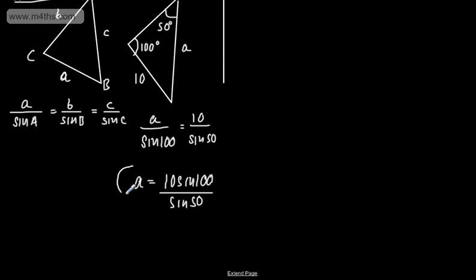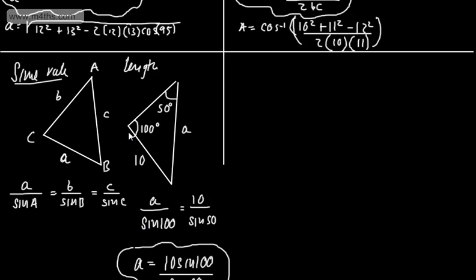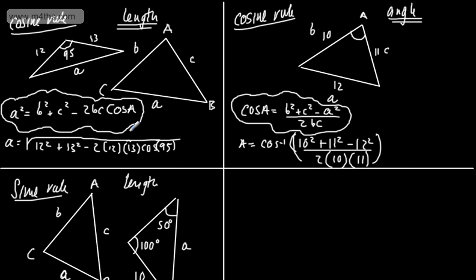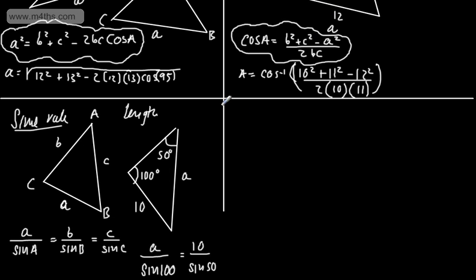And that will give us now the missing length. So that gives us A. So essentially what you're saying to yourself is, have I got an enclosed angle? If I've got an enclosed angle, I'm going to use the cosine rule, or if I have three side lengths, I'm going to use the cosine rule. Everything else, we're going to use the sine rule for.